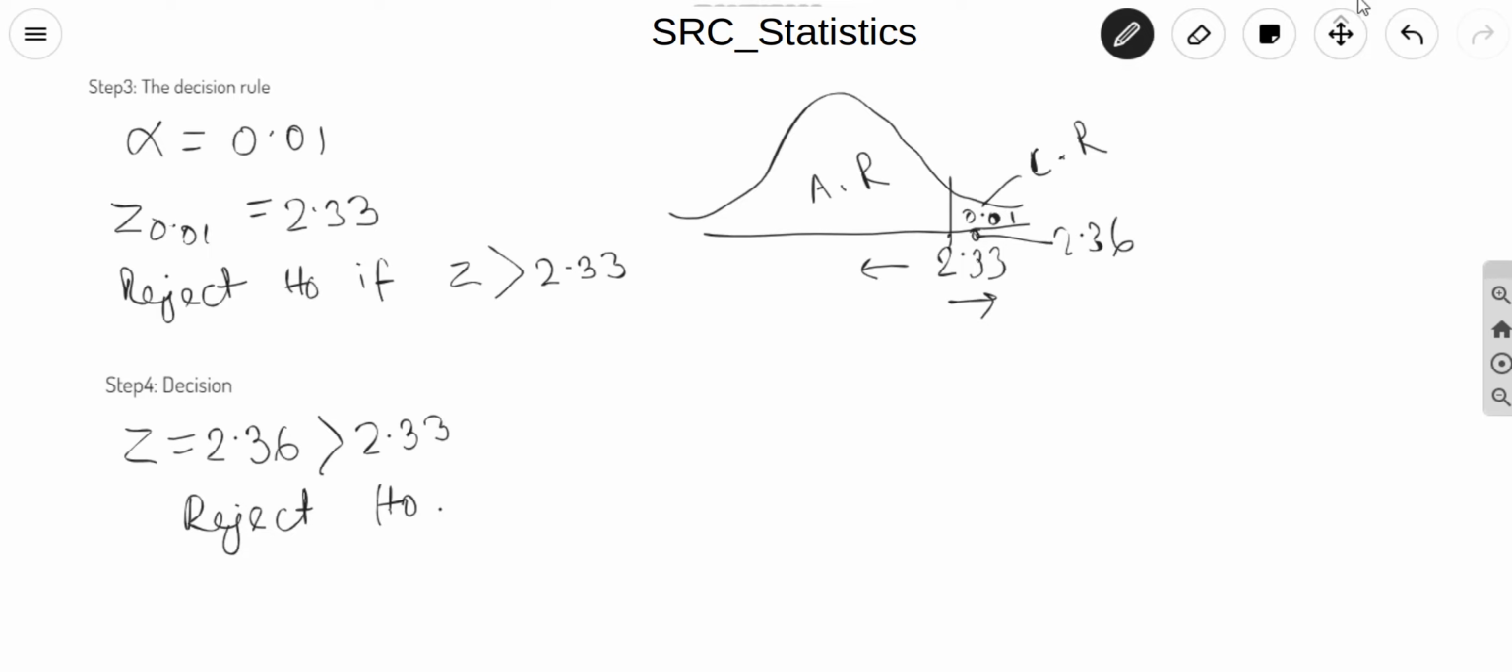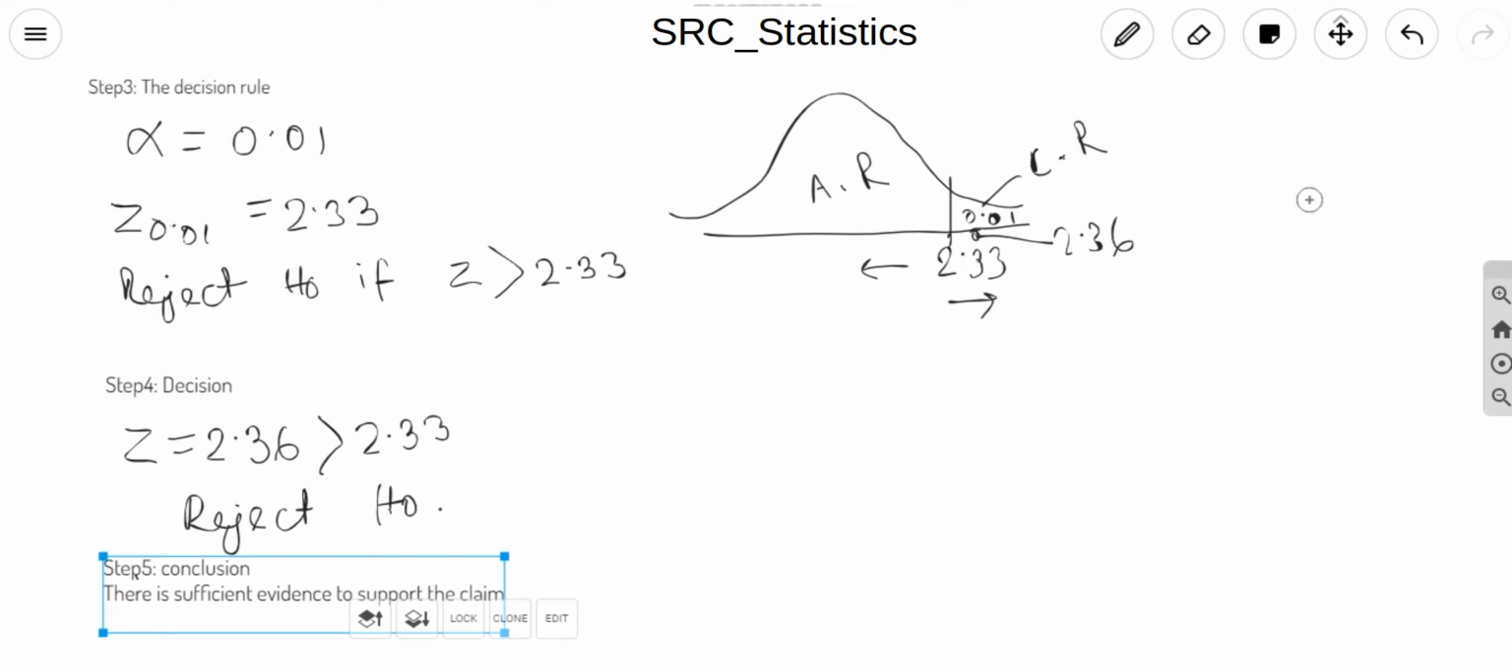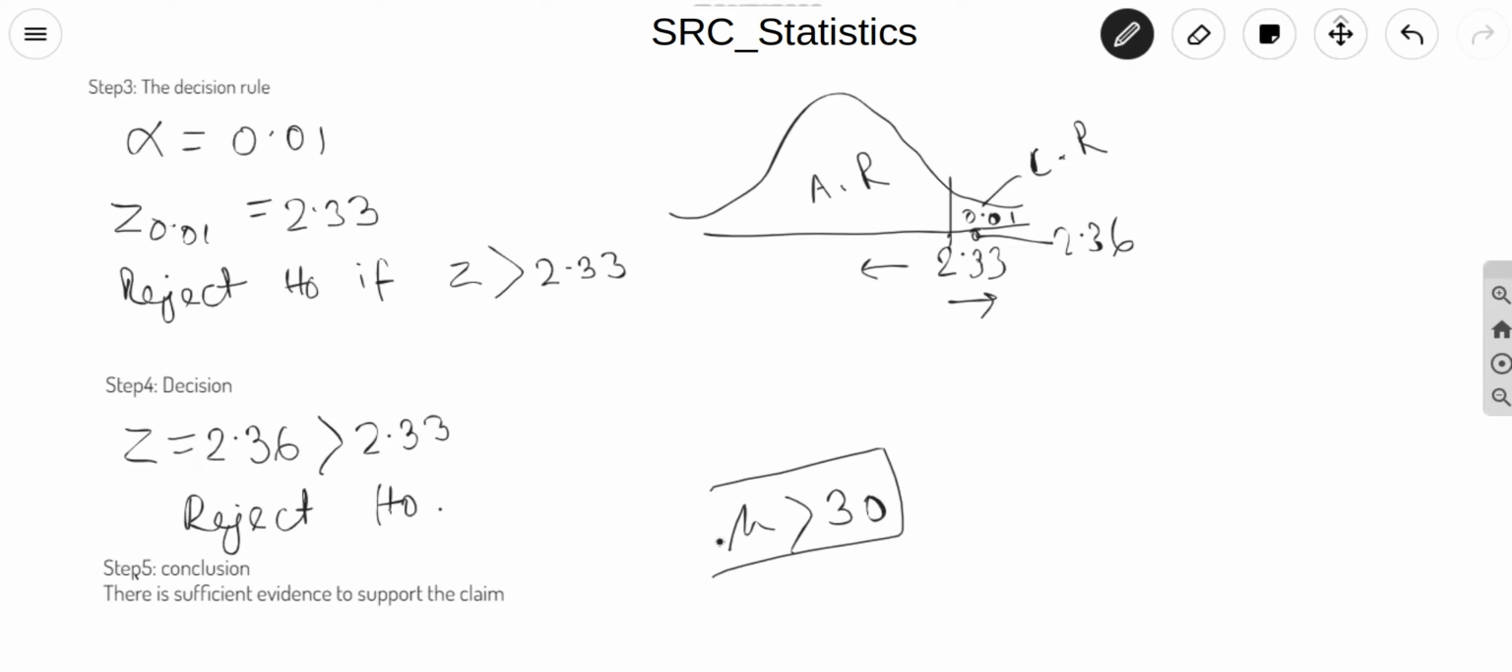Then the final step, that is the conclusion. So we conclude that there is sufficient evidence to support the claim. What was our claim? Mu greater than 30. Since we reject H naught, that is, we reject mu greater than 30, so we conclude that there is sufficient evidence to support the claim that mu is greater than 30.